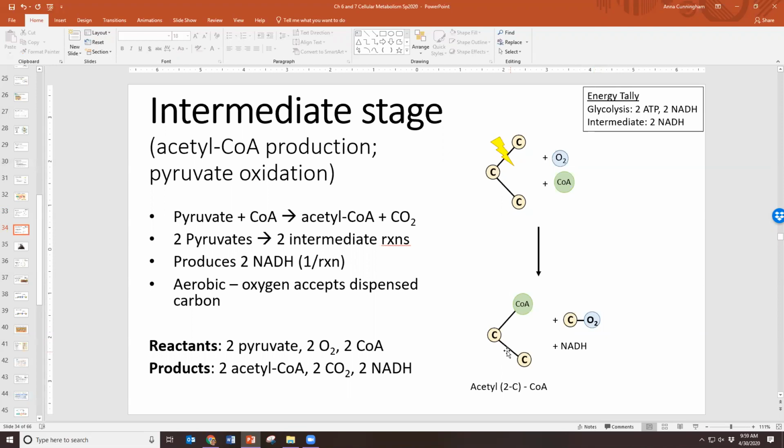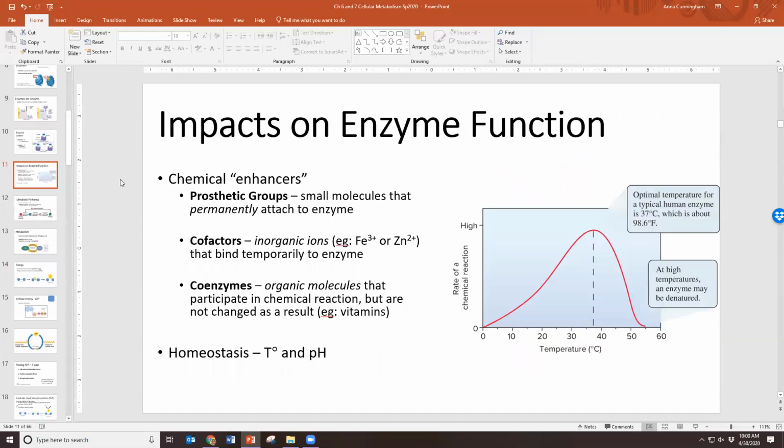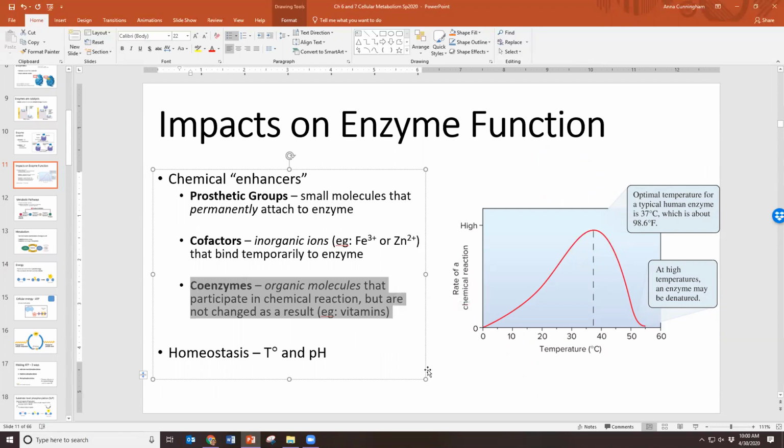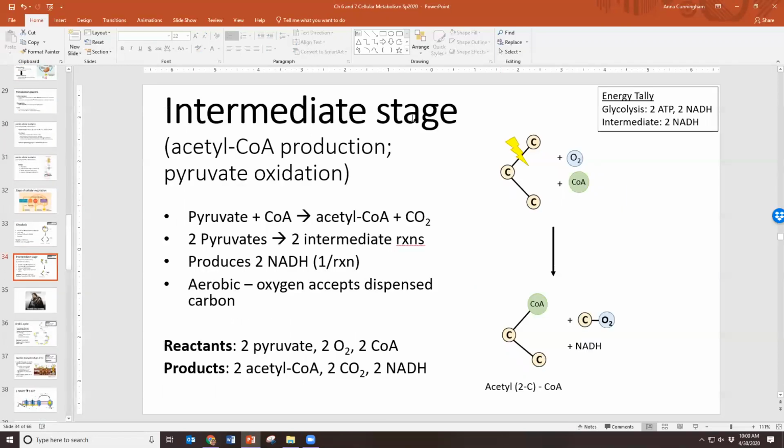So you'll also notice that another thing happens here. We break this bond, and we convert a 3-carbon into a 2-carbon molecule. That 2-carbon molecule is called acetyl. But then we also add, or pop on, a coenzyme. We mentioned coenzymes a while ago when we were talking about enzymes. Let's see if I can find that slide. We talked about impacts on enzyme function, and we talked about coenzymes. Coenzymes are organic molecules that can help a chemical reaction take place. So why do we tack on a coenzyme here?